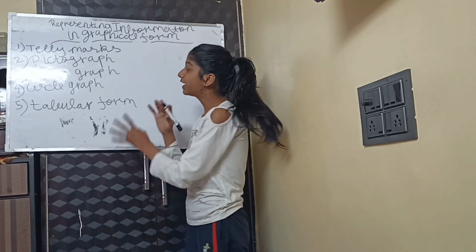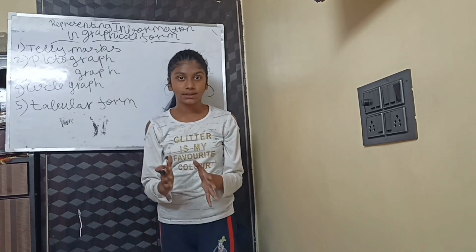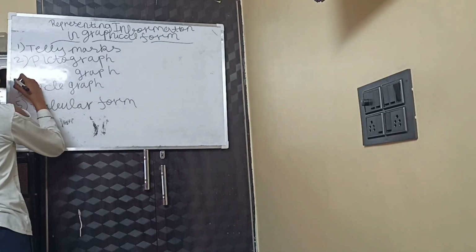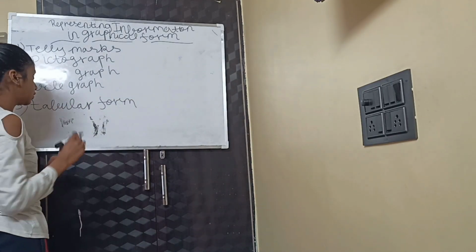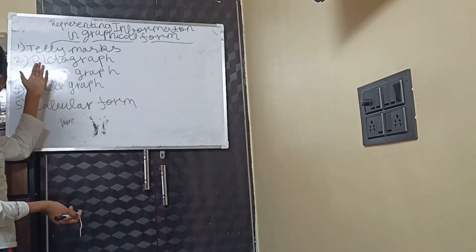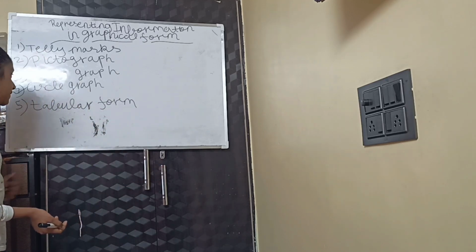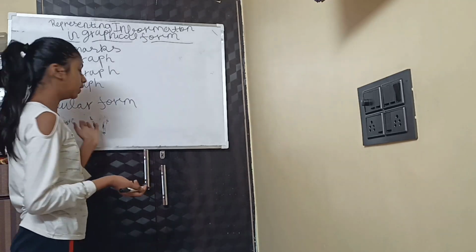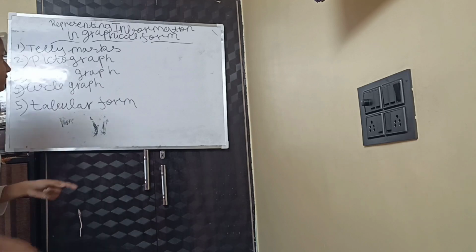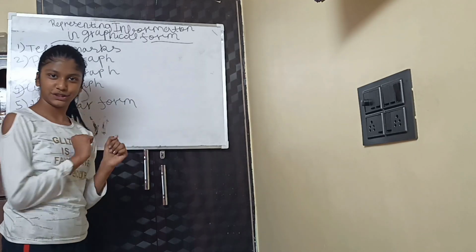But guys, we cannot complete all these topics in one class. So today we will learn bar graph and circle graph. In the next class we will learn pictograph and tally marks, and then we will learn tabular form. So let's get started guys. First I will rub this and then I will meet you.